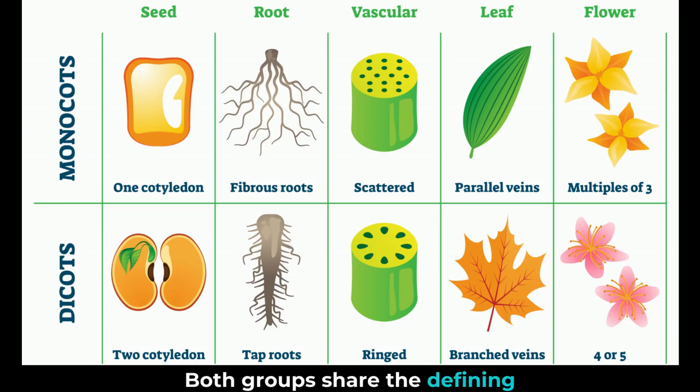Both groups share the defining features of flowers and fruits, but their structural differences affect growth patterns, leaf arrangements, and even how they respond to pruning and environmental stress.